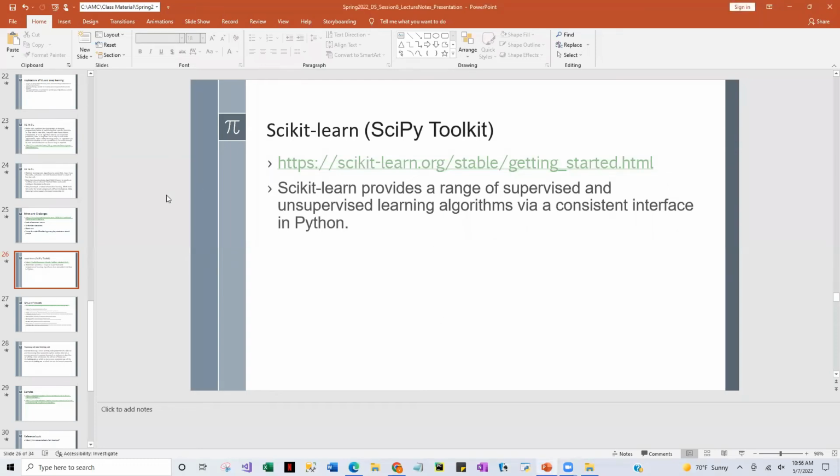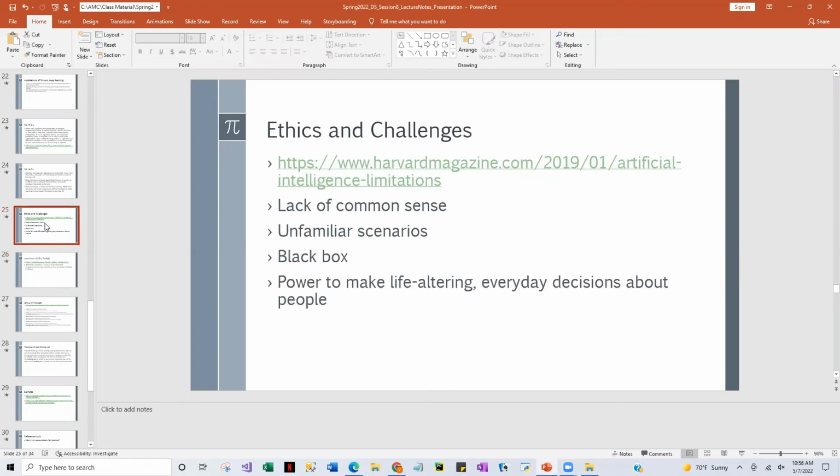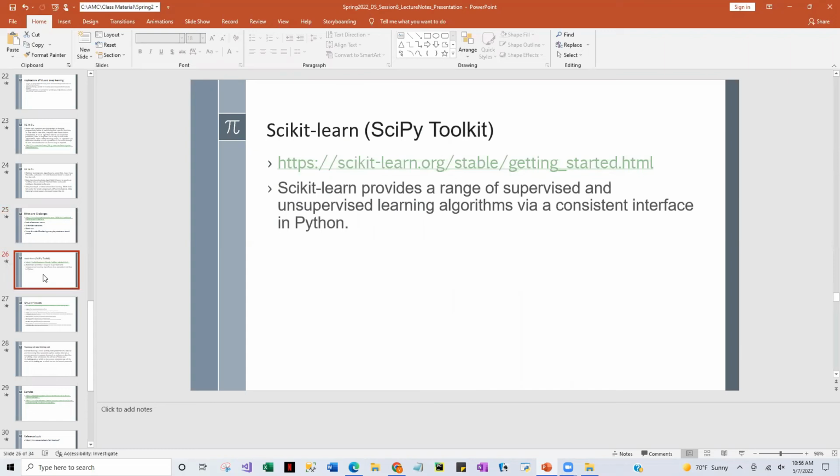Okay, let's start. So we talked about machine learning, deep learning, and AI. Now we are going to talk about the package, just one package. There are multiple programs available for this, but I'm going to just talk about one package that is going to be helpful for machine learning. And scikit-learn, this is the tool, it is a combination of SciPy and Toolkit. That's why it's called scikit-learn.